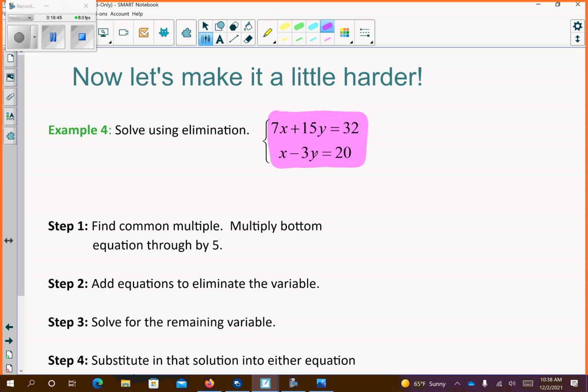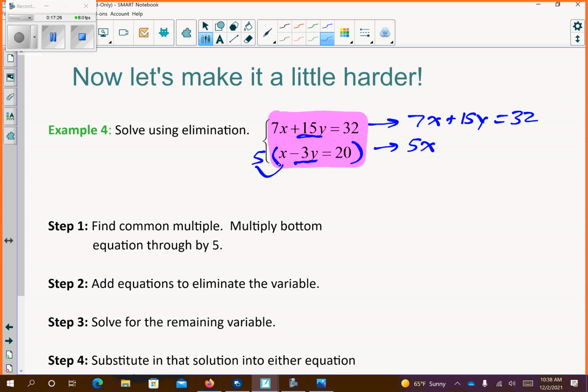All right, so there has to be another way to go through this. So let's see. I'm gonna pick the y's right now. Okay? So everyone agrees that if I add 15y to -3y, it doesn't cancel out. Agreed? But what would happen if I were to multiply the entire bottom equation by 5? So the top equation I'm going to leave as is. So I get that. The bottom equation, I go 5 times x, I get 5x. 5 times -3y is -15y. And then 5 times 20 is 100.